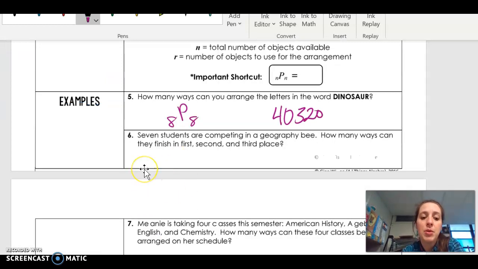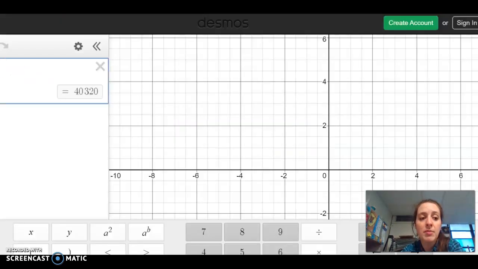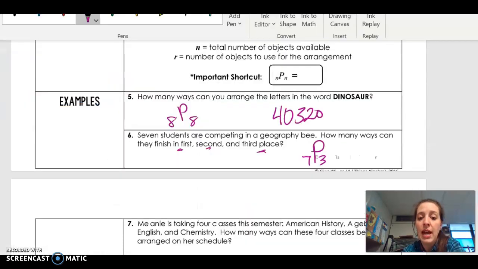So let's look at example number 6. 7 students are competing in a geography bee. How many ways can they finish in first, second, and third? These words give me a hint that it's a permutation because the order matters. So I have a permutation. I have 7 students that are competing, and I want to select 3 of them for those places. So again, I can go back to my Desmos, and I'm just going to change it so it will now be 7, 3, and it tells me that there are 210 ways that that can happen.